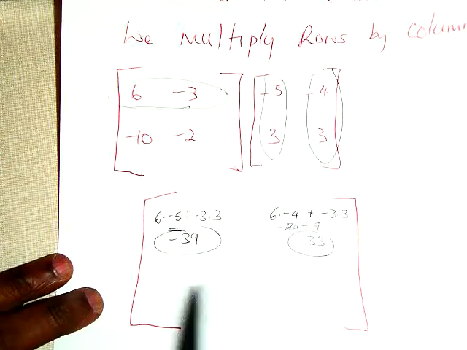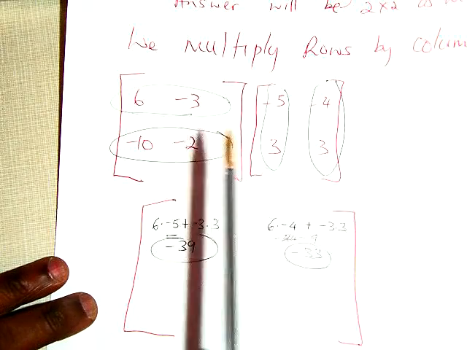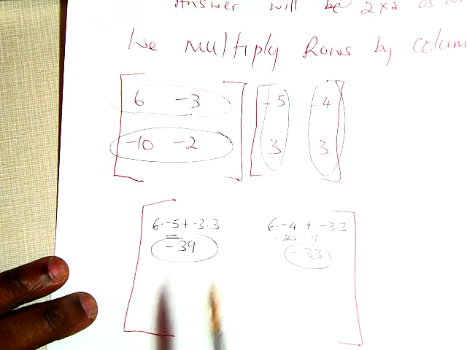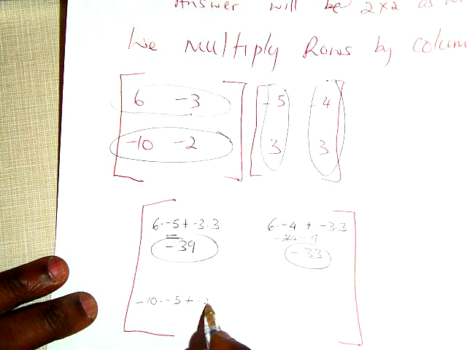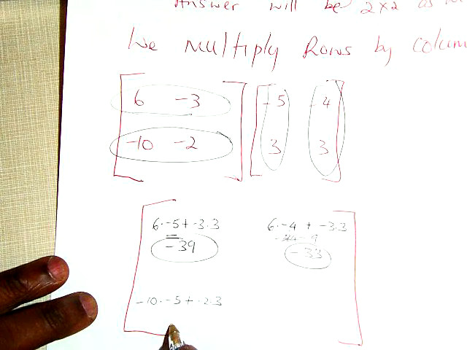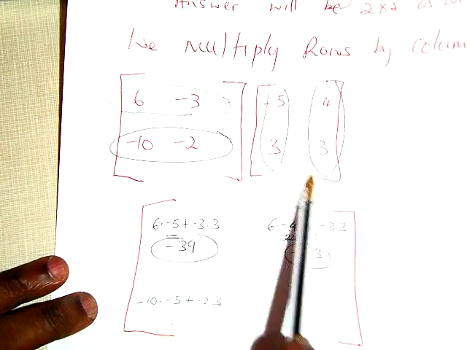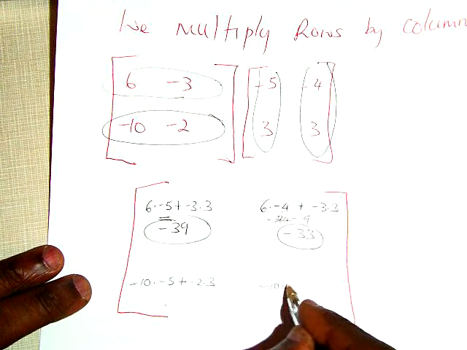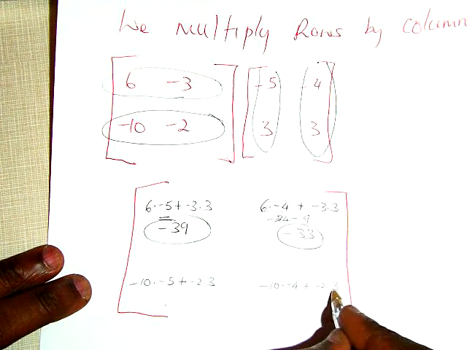And then I need to get the other answers down here. So now I go down to this row. I'm now going to multiply this row by this column. And that gives me what? -10 times -5. I'm going to add -2 times 3. And the answer is going to go here. And then lastly, I'm going to take this row times this column. And the answer is going to go here. So I'm going to do -10 times -4 plus -2 times 3, and the answer is going to go here.